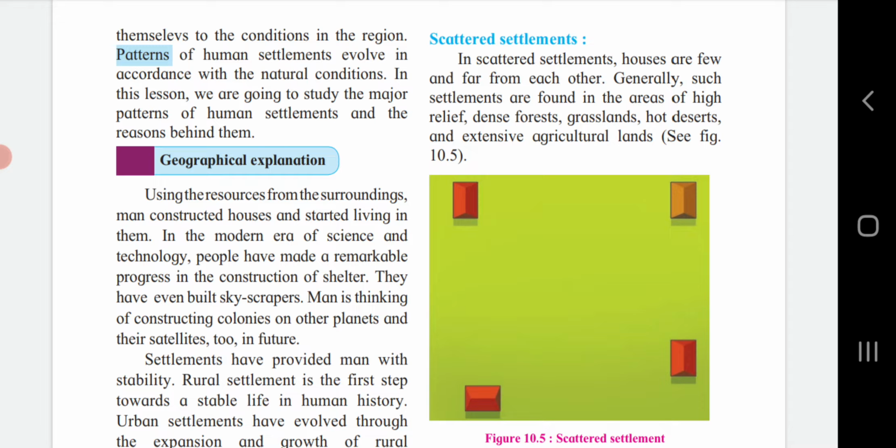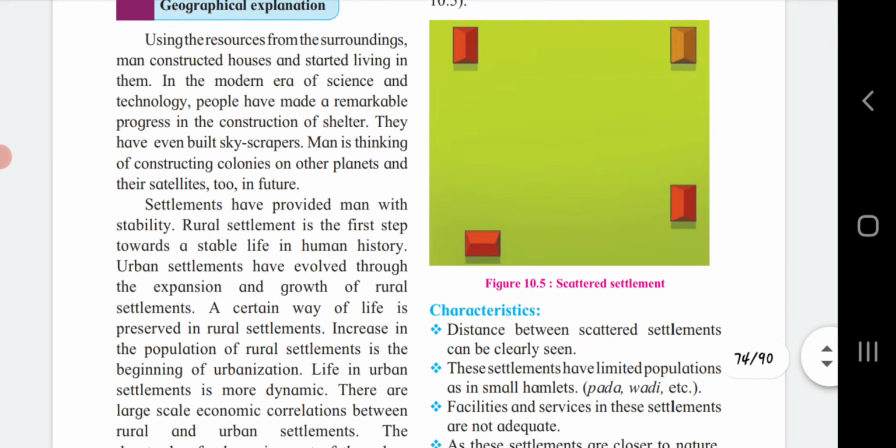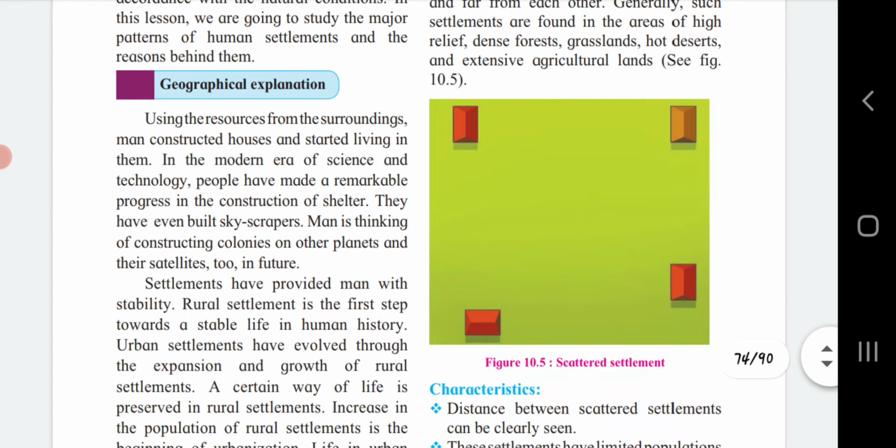Scattered settlement: houses in such type of settlements are few in number and are far away from each other. Also, they are found in areas of high relief, dense forest, grassland, hot deserts and extensive agricultural lands. Being closer to nature, these settlements are free from pollution. Also, the population of these settlements is limited as facilities and services are not adequate. They depend on centrally located villages for their daily requirements. So, these are all the characteristics of scattered settlements.